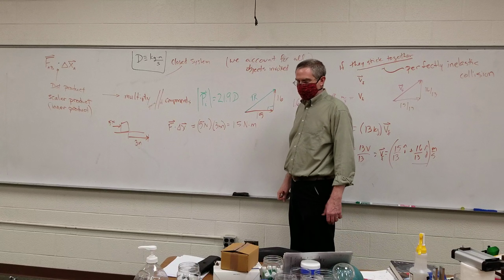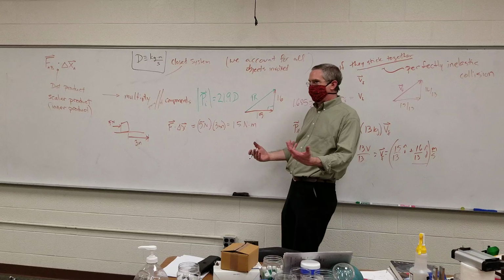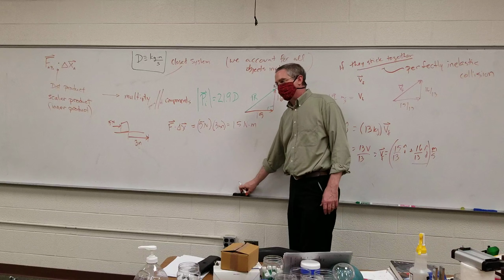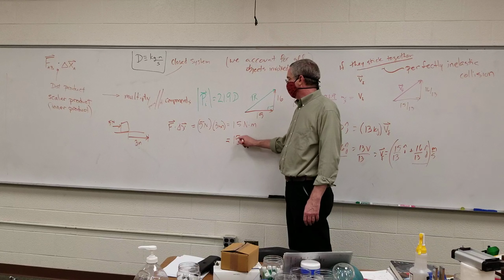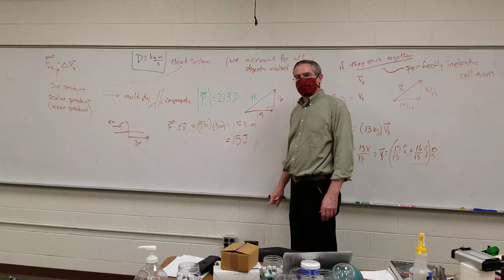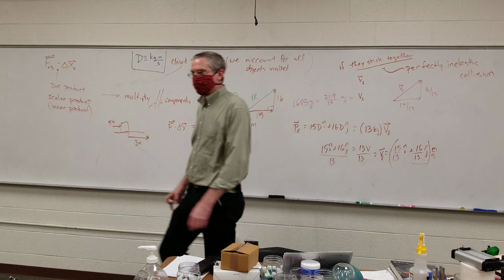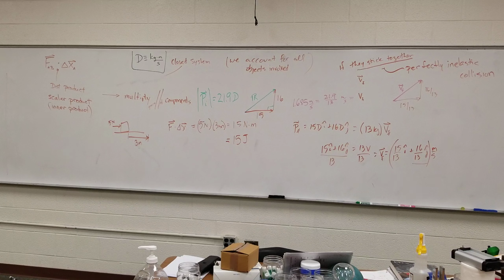For whatever reason, kilogram meters per second, physicists have no problem writing all that out. Newton meters, that's too much. We've got to come up with an abbreviation for that. That is 15 joules.